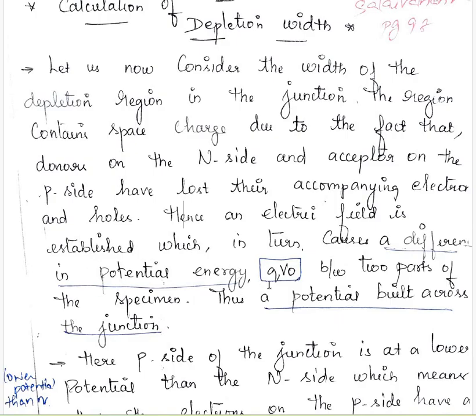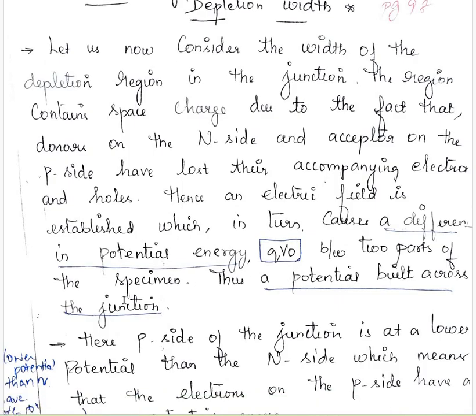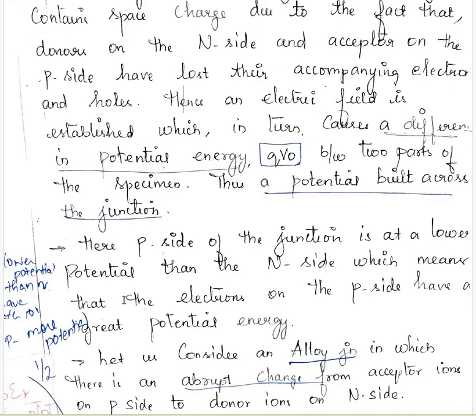So the charge will be Q naught. The potential energy is QV naught. Between the two parts, the potential is built across the junction. So the P side of the junction is at lower potential than the N side.